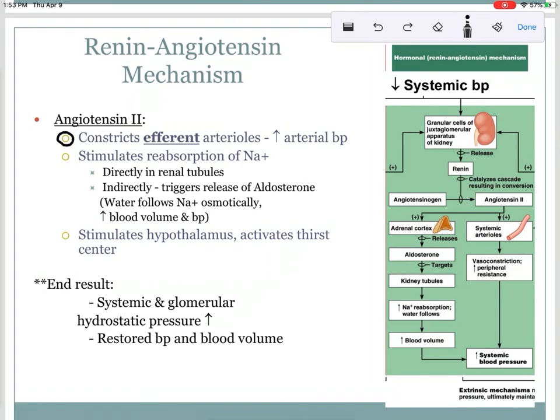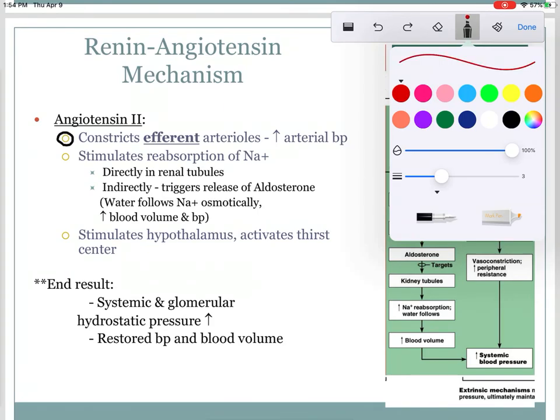Wait a minute. We know that we have the afferent arteriole coming into the glomerulus, right? And then we also have the efferent arteriole. That's a really bad picture. Let me try this again. Sometimes you just have to know when it's not working and not be afraid to just go back.